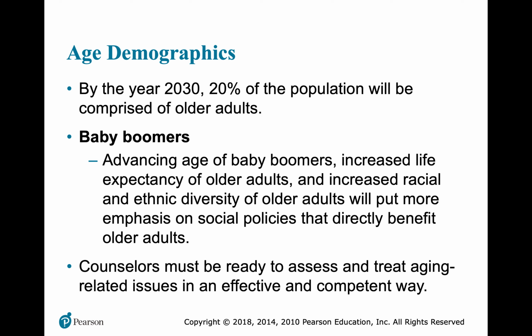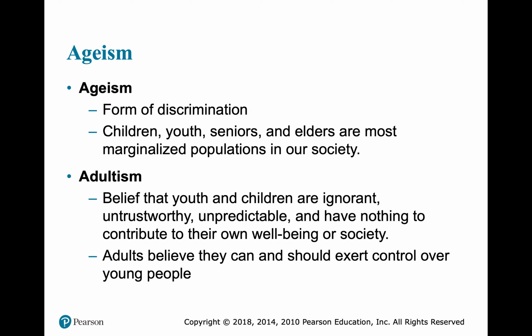And we see that the advancing age of baby boomers, increased life expectancy of older adults, and increased racial and ethnic diversity that we just talked about will put more emphasis on social policies that directly benefit older adults. So counselors must be ready to assess and treat aging-related issues effectively and competently. Ageism, the textbook definition, is the assumption that chronological age is the main determinant of human characteristics and that one age is better than another. So this is a form of discrimination, and it's against those who have higher vulnerability, maybe less access to resources and power.